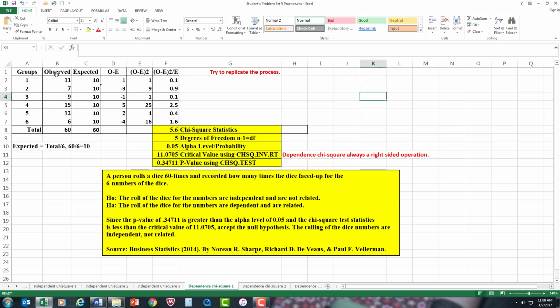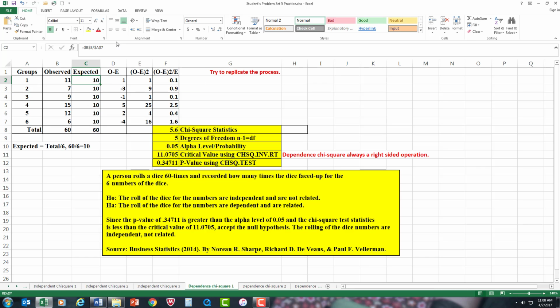Alright, now you've already set up your table. You already know the summary data of the dice. Now you need to set up your expected column. Luckily, we have 60 here, which is easy to do, because with 60 rolls you expect at least 10 times each of the numbers 1, 2, 3, 4, 5, 6 to show up.